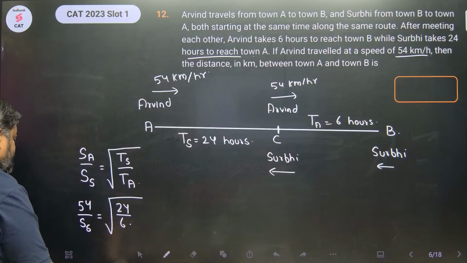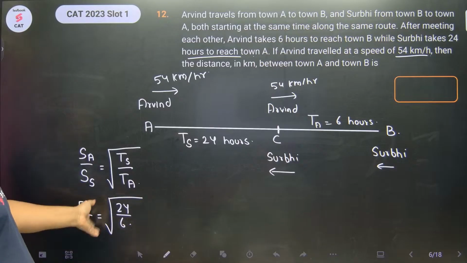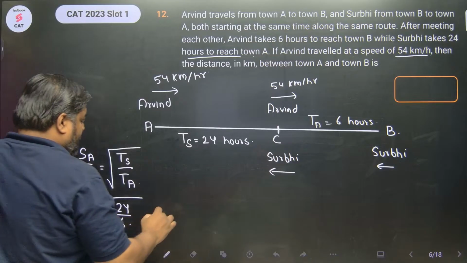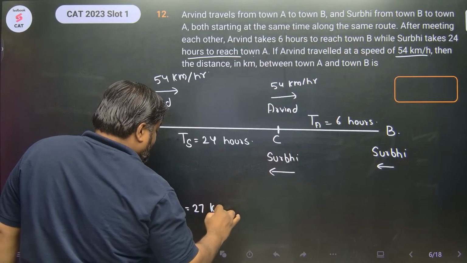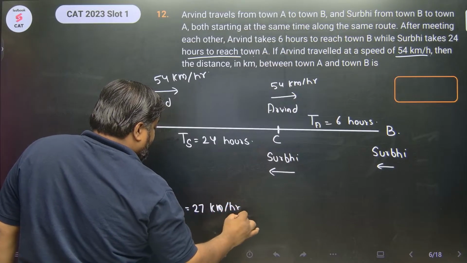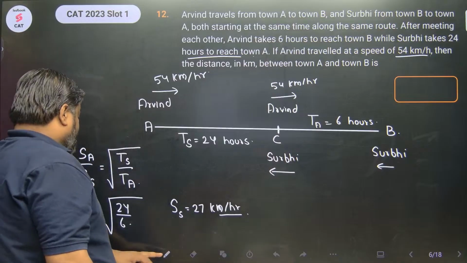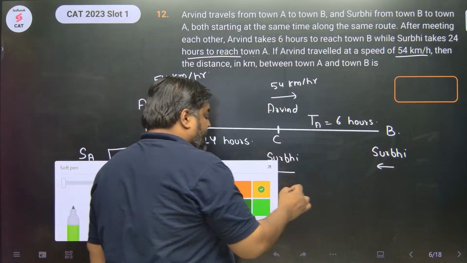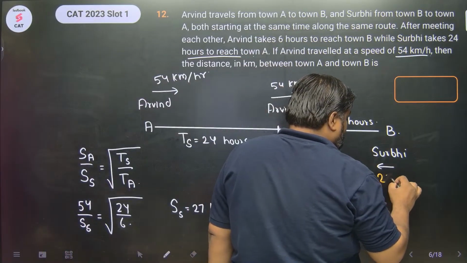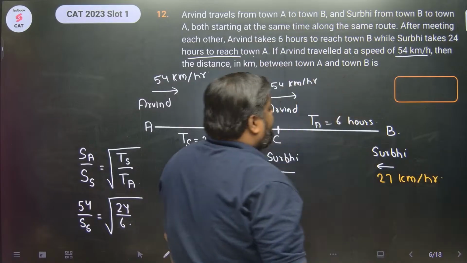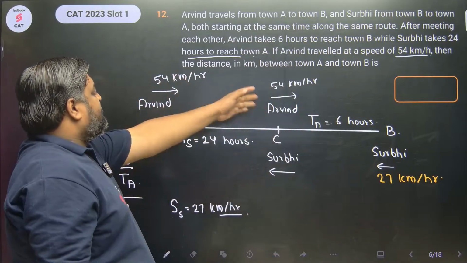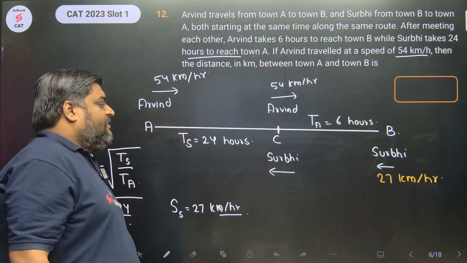So how much is this? Speed of Surbhi is 54 by 2, 27. Speed of Surbhi is 27 kilometers per hour. Now we have found out that the speed of Surbhi is 27 kilometers per hour. But what is asked? The distance between town A and B.